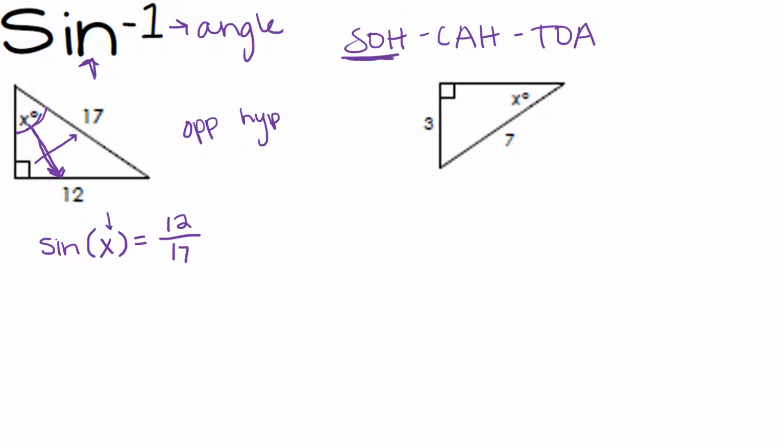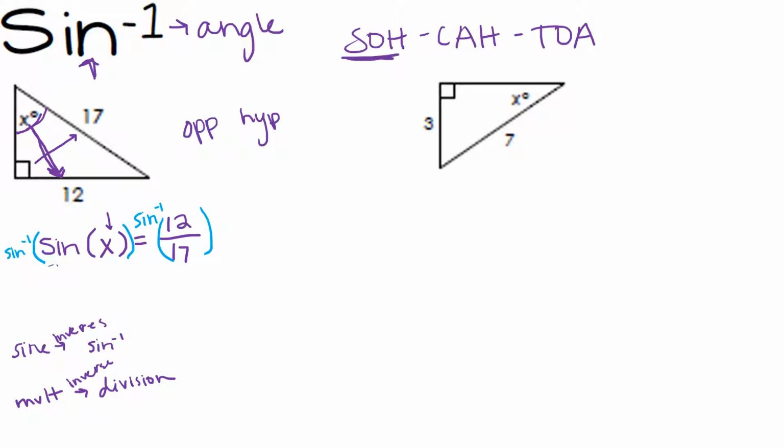Well, if you think about multiplication and division, the inverse operation for multiplication is division. So when we talk about our trig ratios, the inverse operation for sine is going to be sine inverse. What we do on both sides here, and I'll change up my colors so we can see this clearly, we're going to multiply both sides by inverse sine, because what we do to one side, we've got to do to the other.